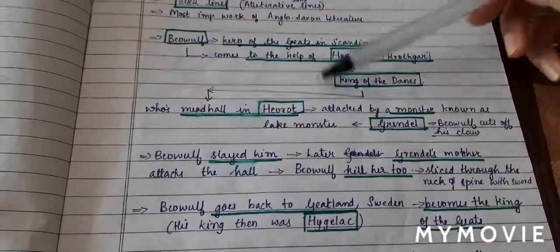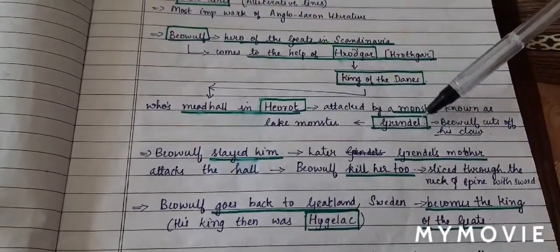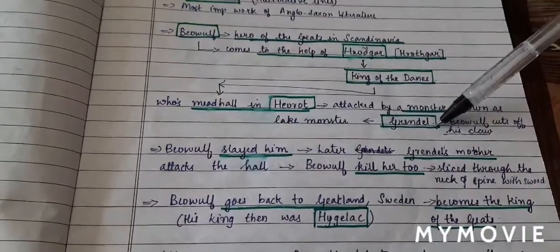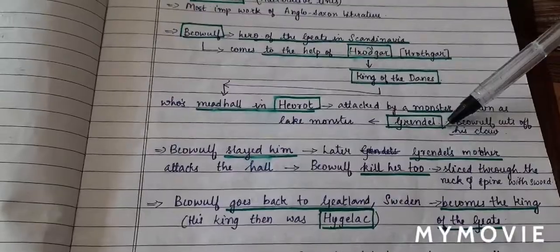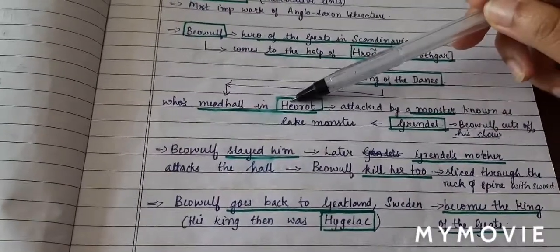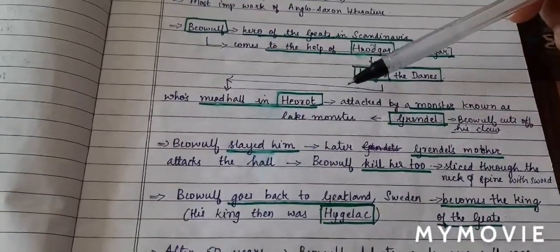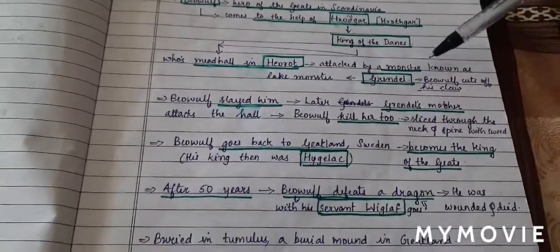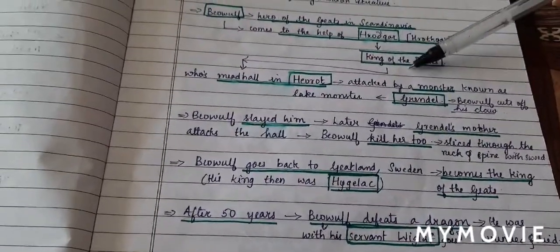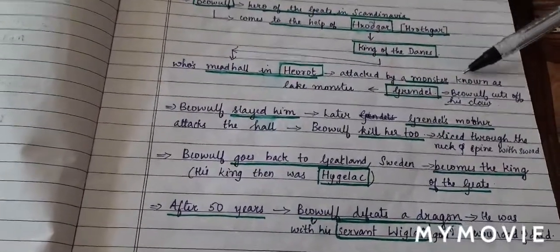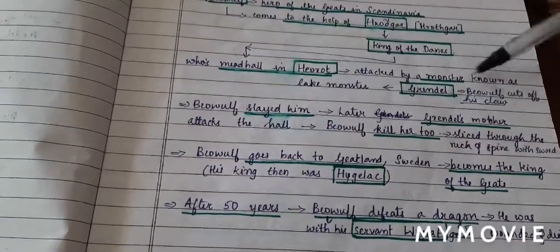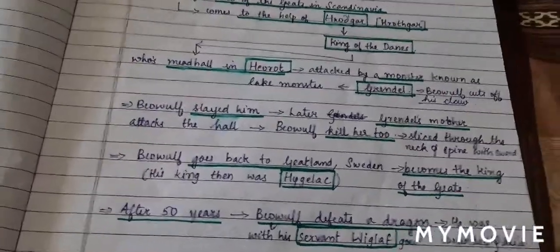So, they'll be asking the name of the monster. The monster is Grendel. Grendel, the monster, has attacked the mead hall in Heorot. Beowulf actually comes to the help of the king of the Danes, Hrothgar, and he cuts off the claws of Grendel and he kills him.